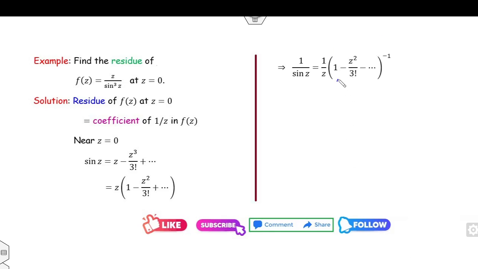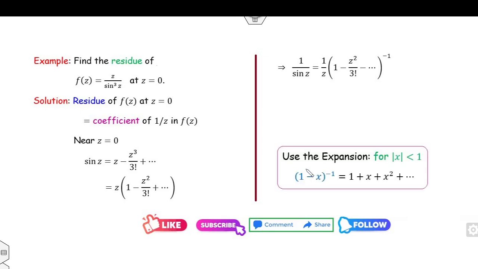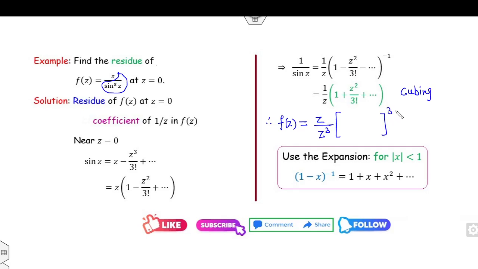Now you can expand the series. The series is (1 minus x) raised to power minus 1, and we all know the series expansion is 1 plus x plus x square. So I can open this value. It is 1 plus z square over 3 factorial plus and so on. Now substitute the value in the given function f(z). This value is my 1 over sin cube, so I can take cubing on both sides.